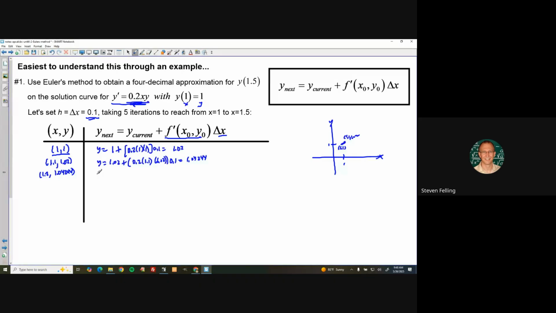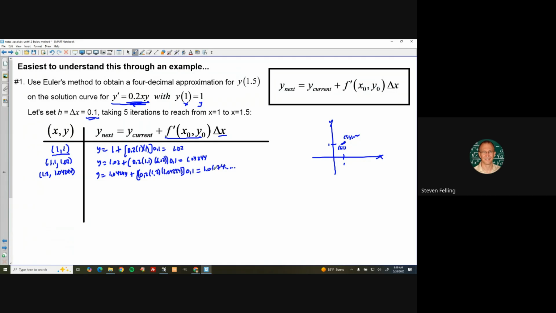Okay, the next step, same thing. Y equals the current y of 1.04244 plus the derivative, which is 0.2 times x times y, and then that derivative times the delta x. When we multiply this out, you get 1.0674 and a bunch of other numbers. I'm just going to put dot, dot, dot. But in your calculator, you can just keep adding this on.